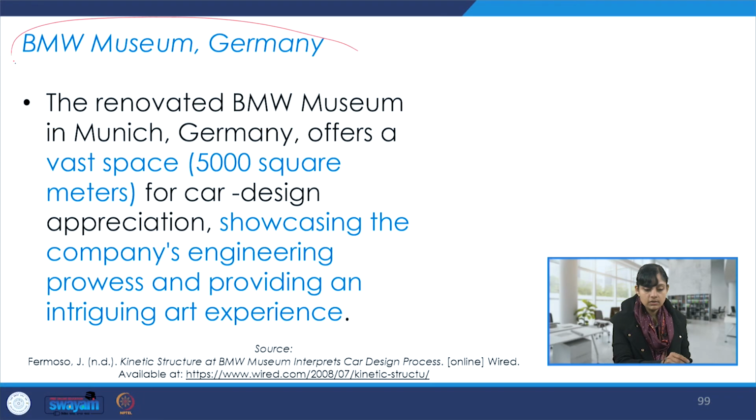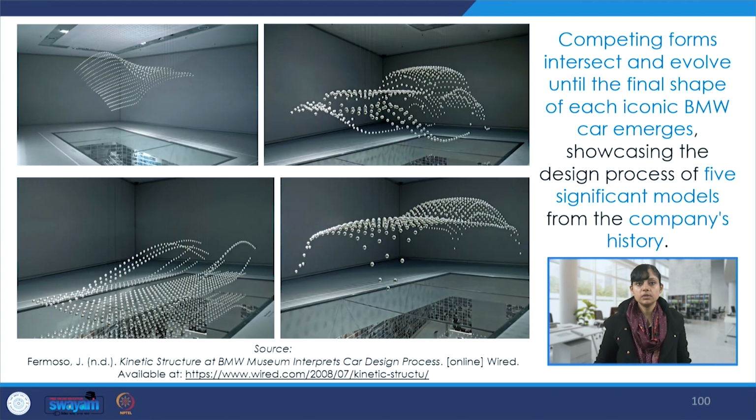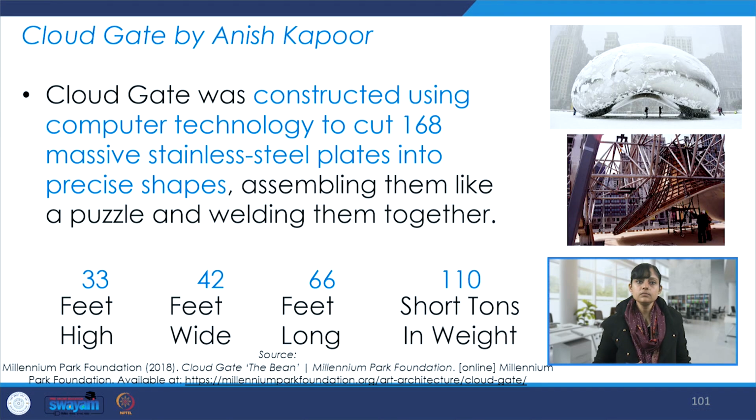We saw a very celebrated and interesting installation from the BMW Museum in Germany, and how it showcases the design process of some significant models from the company's history, and what does this installation do to engage the public and the viewers. This very famous installation called Cloud Gate by the popular Anish Kapoor, and what is its construction like and what are its primary dimensions to understand the magnanimity and scale of it and how it was achieved through design and construction and technology.